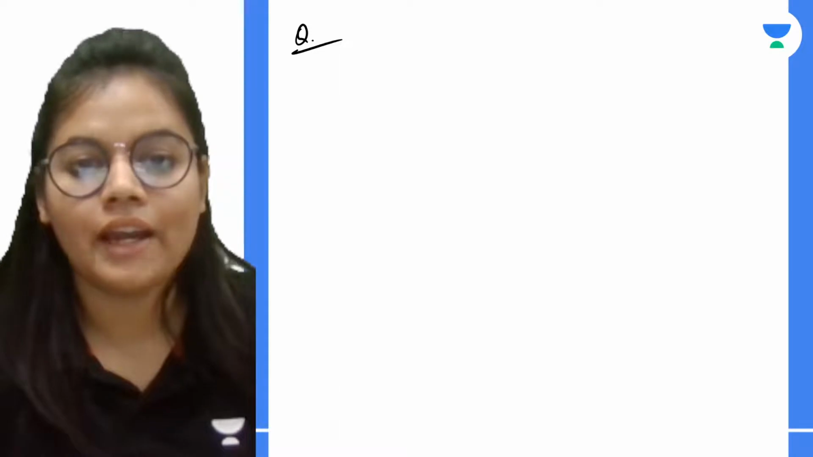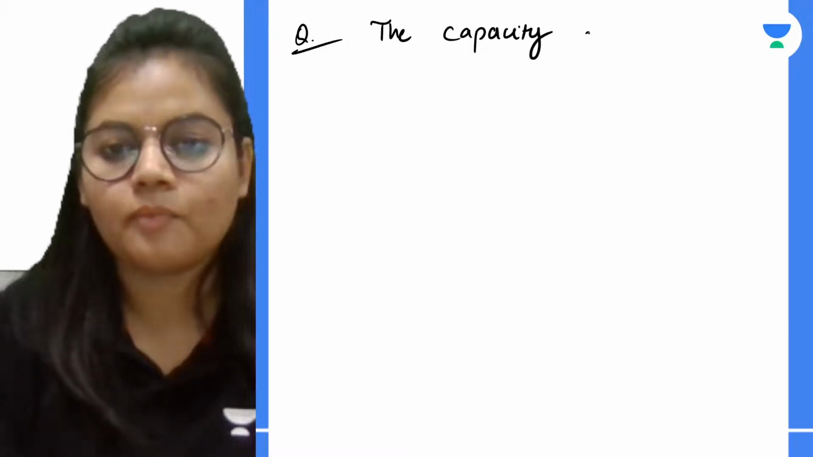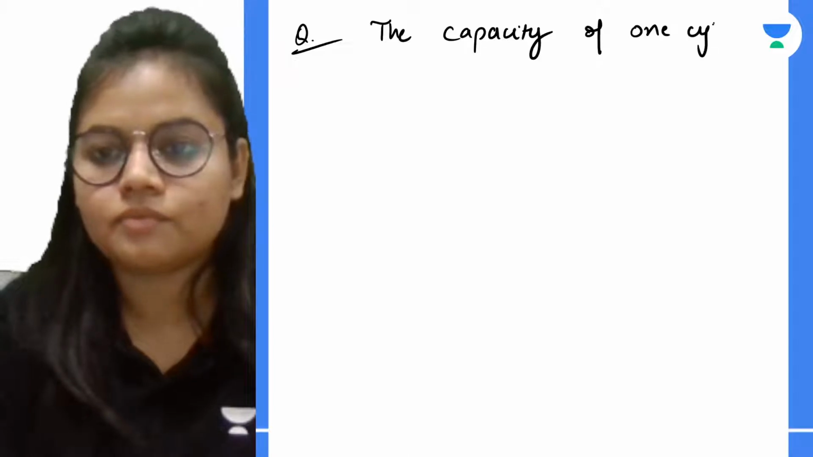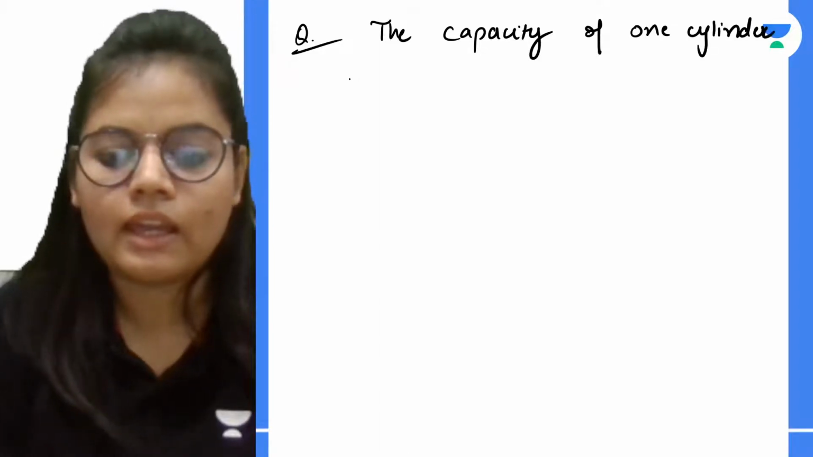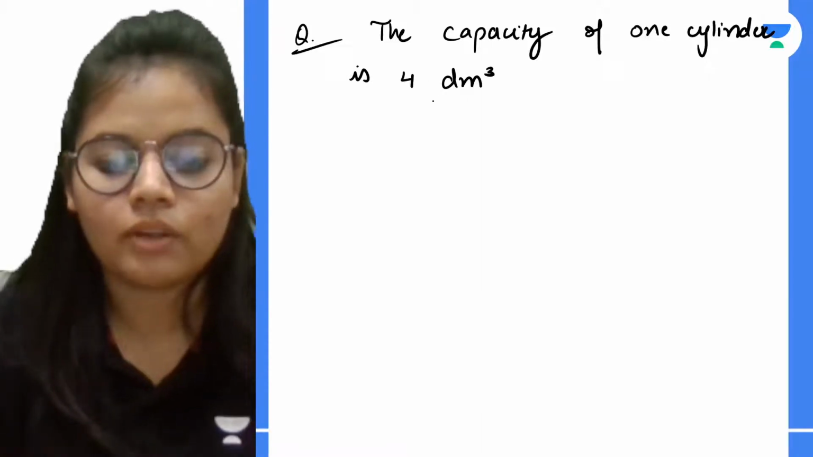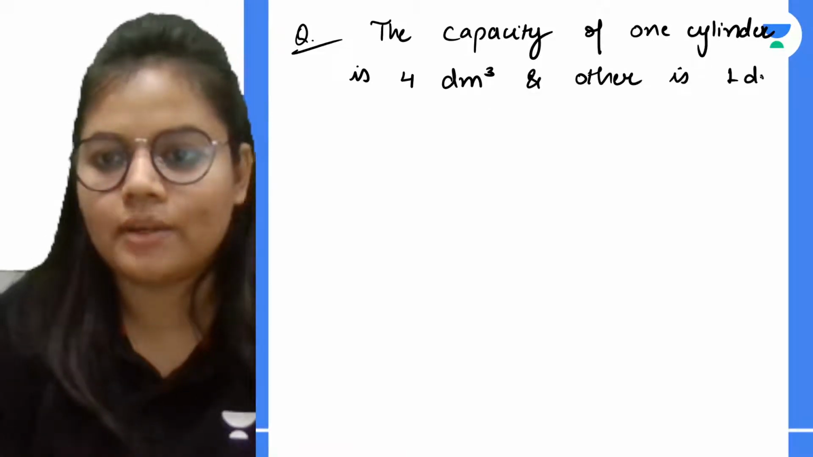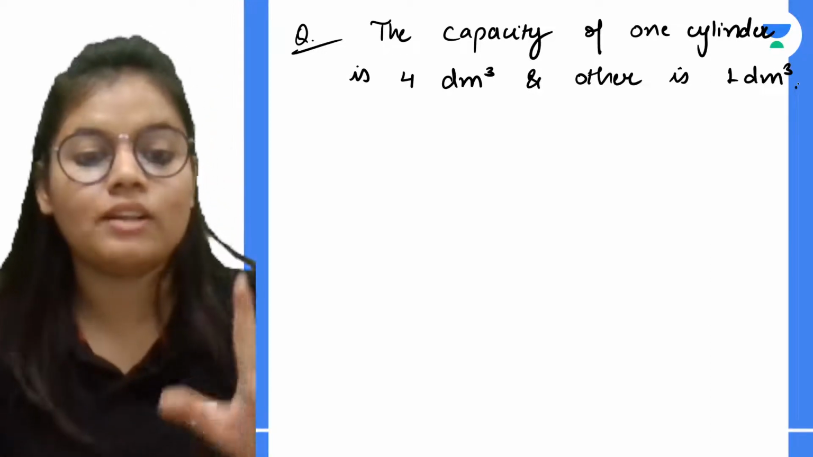The third question is, okay, this question would be a bit different. That means here we have to apply our mind a bit. That is not a direct question basically. So the capacity of one cylinder is 4 dm³, and other is 1 dm³.